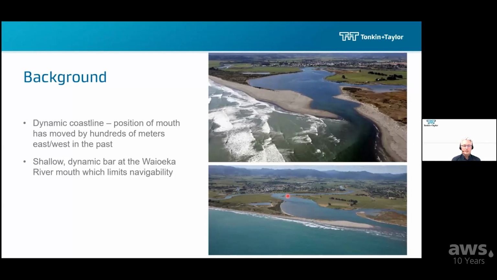The river mouth is highly dynamic. The mouth position moves quite often and by quite some distances. That's dependent on river and coastal processes. It's got a very shallow bar at times, quite hazardous for navigation, and has been used for navigation in the past.